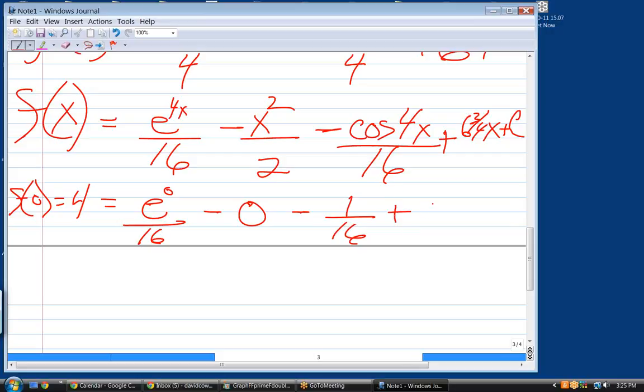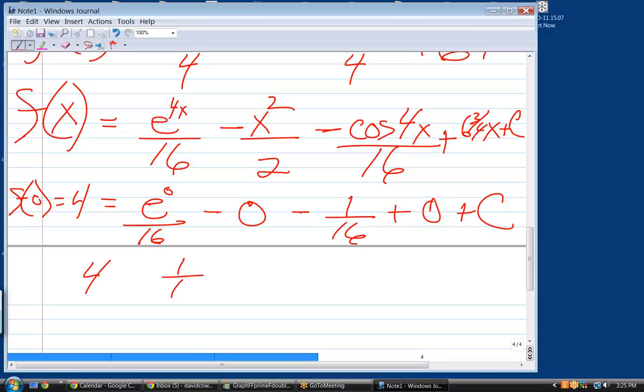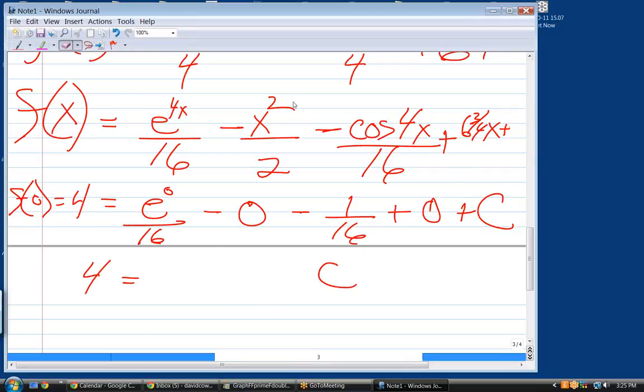And then that'd just be plus 0 plus c. Okay, so now we simplify. We've got 4 equals 1/16 minus 1/16 plus c. C is equal to 4. There's our function.